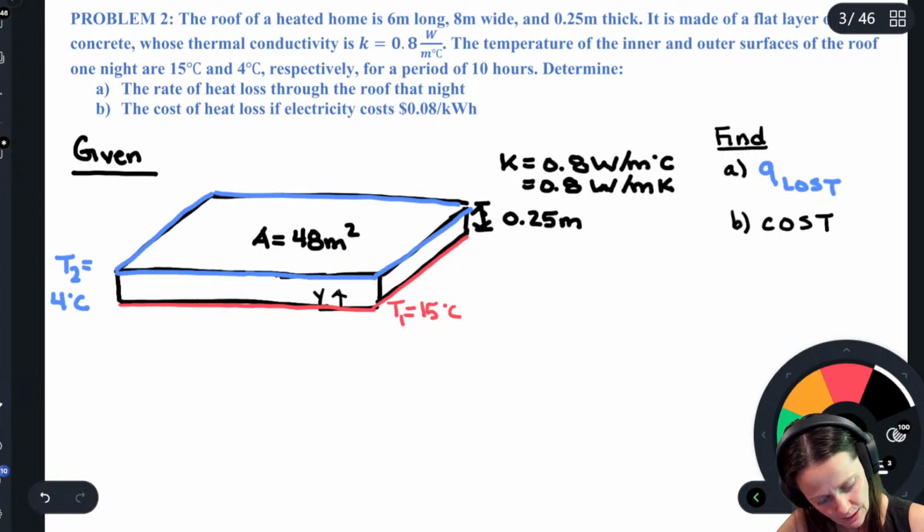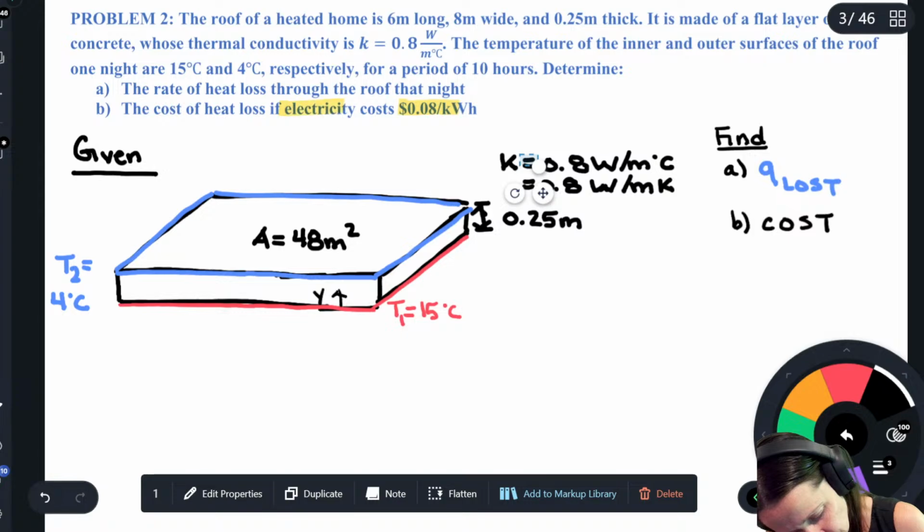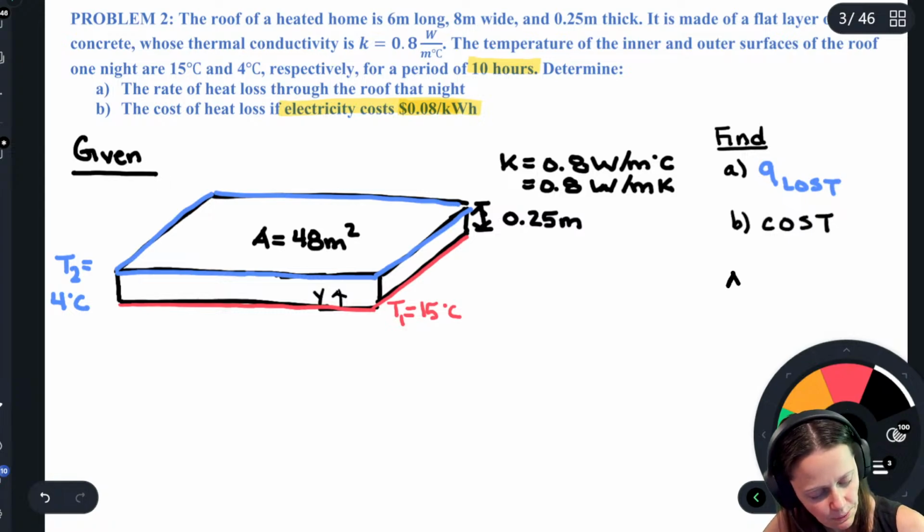Okay. And I'm going to highlight electricity cost this much. Okay, great. And then we're looking at 10 hours. Okay, perfect. All right, so that Q lost, it's going to seem pretty obvious, but let's look at it again.